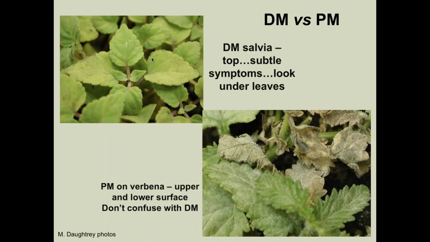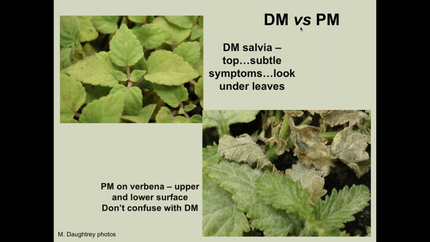Downy mildew versus powdery mildew. So downy mildew on the top, you've got subtle symptoms. Look under the leaves, okay? So it's a yellowing that we see on the salvia on the left there, upper left. Underneath, we would see sporulation because there's kind of a subtle mottling to those leaves, but the downy mildew is under the leaf. So it kind of reminds me a little bit of some of what we saw on the pansy.